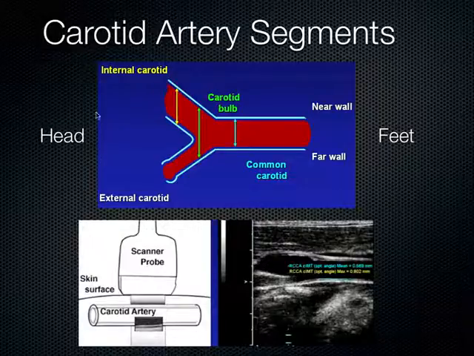We use the linear transducer. You can tell by its footprint. It's a nice flat footprint, high frequency. And we're going to measure this little thickness back here. Anything greater than a millimeter is abnormal.